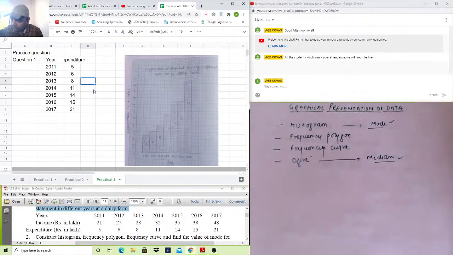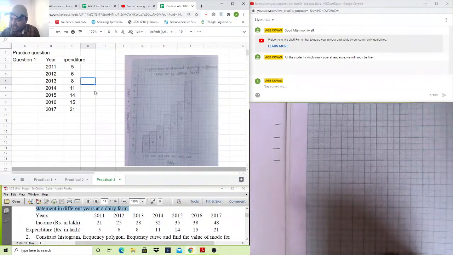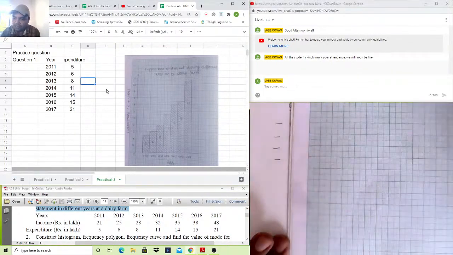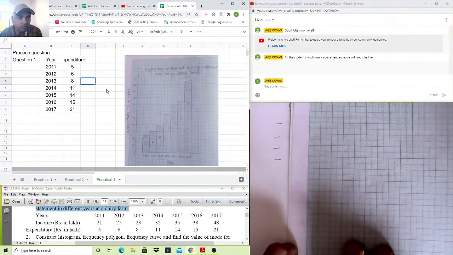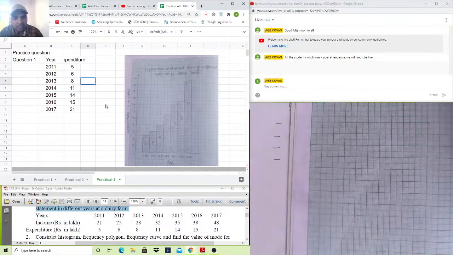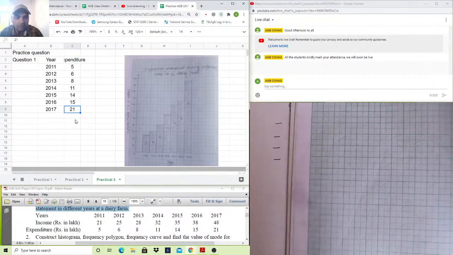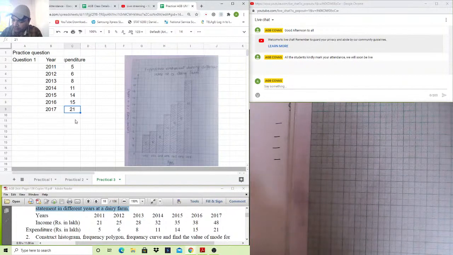So I will be using one graph paper here. In this graph paper, what we have to do is make the two axes. Before making the two axes, we should understand the range of the data. Your range starts from 5 lakhs and goes up to 20 lakhs. So we should have an interval going at least up to 20. We will start from, for example, 0.